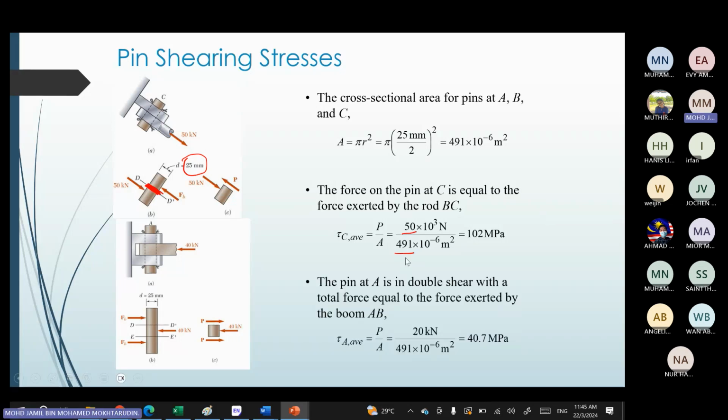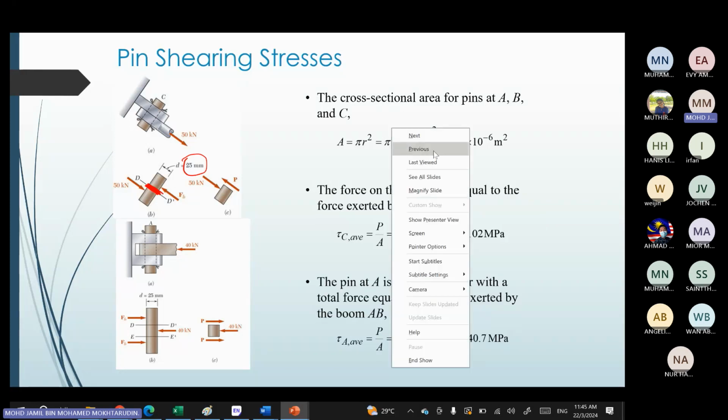So the pin at A is in double shear. Okay. So ni kita boleh tengok previous slide lah. Sekejap.